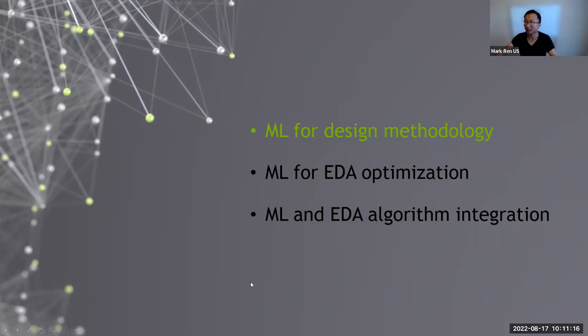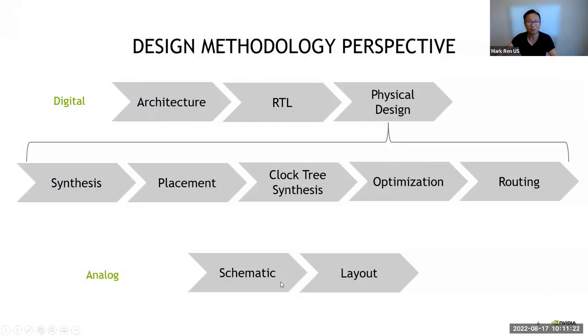Okay, so let's start with the first overview of machine learning for design methodology. For a design team, we usually structure the design process in terms of methodologies, right? So we can call it a flow, a design flow or design methodology, they all mean the same thing. I am just giving 2 high-level examples.